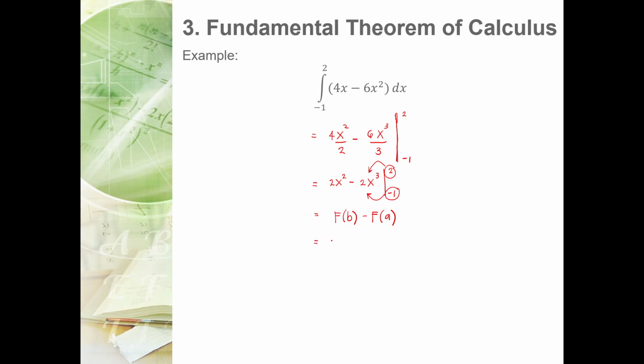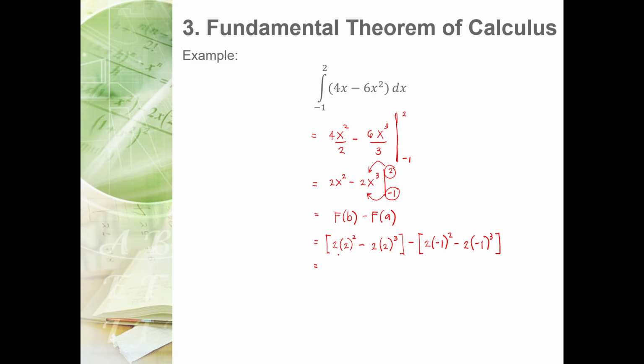So solving manually, the first one is f of b. So we have 2 times 2 squared, then minus 2 times 2 cubed. Okay, then minus, so we have 2 times negative 1 squared, then minus 2 times negative 1 cubed. So that's how you solve it manually.